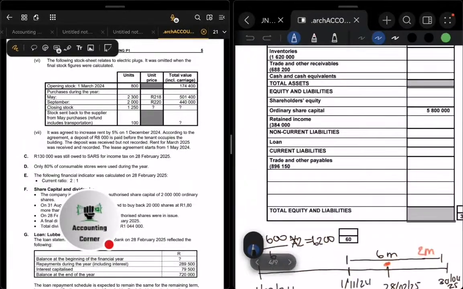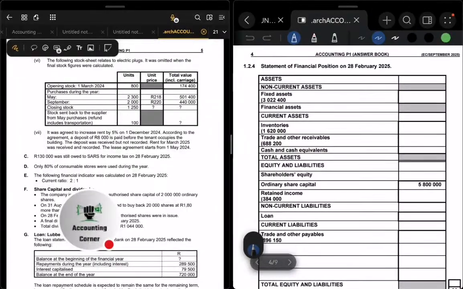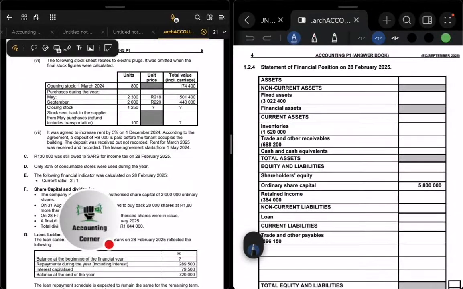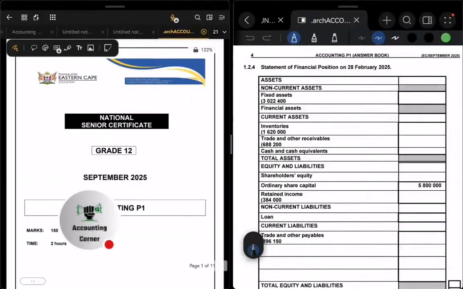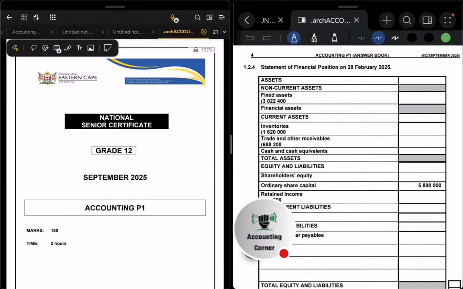And then for the next lesson, we'll just continue with the statement of financial position. And let me just, yeah. So this is the paper. If you go to the EC exams website and you go to September 2025, you'll find it there with the memo and everything.